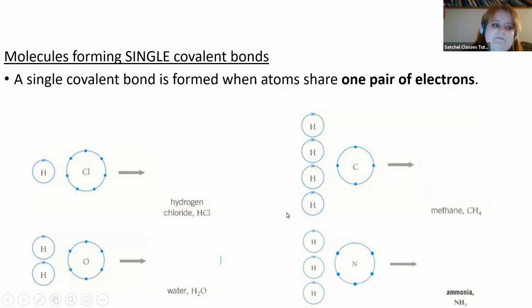Okay, so next slide, a good thing to do would be for you to just pause the video and then write down and draw your own covalent bonds here, because the more you write it, the more you draw it, the better you remember it.